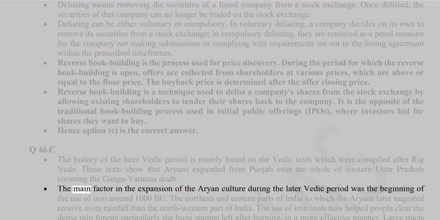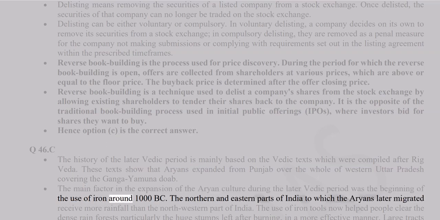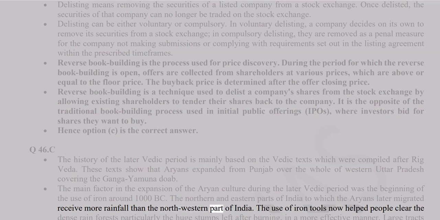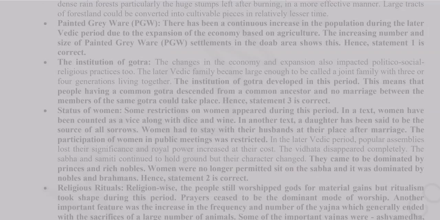The main factor in the expansion of the Aryan culture during the later Vedic period was the beginning of the use of iron around 1000 BC. The northern and eastern parts of India, to which the Aryans later migrated, received more rainfall than the northwestern part of India. The use of iron tools now helped people clear the dense rainforests, particularly the huge stumps left after burning, in a more effective manner. Large tracts of forest land could be converted into cultivable pieces in relatively lesser time.